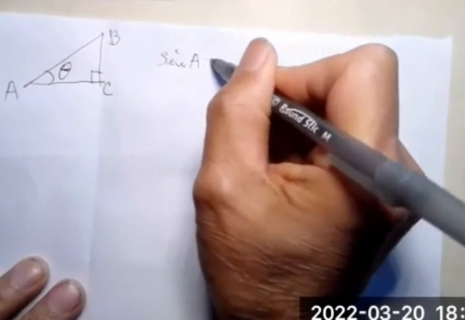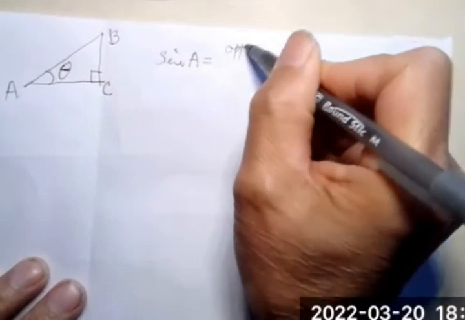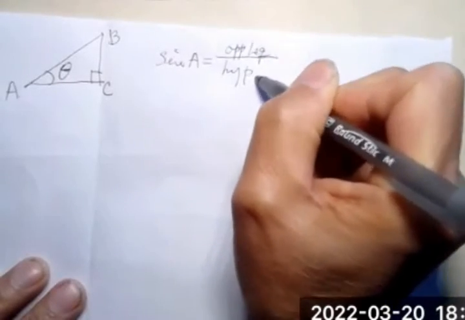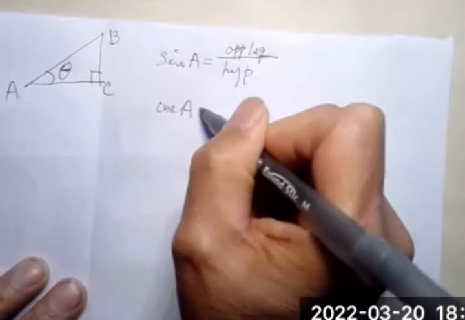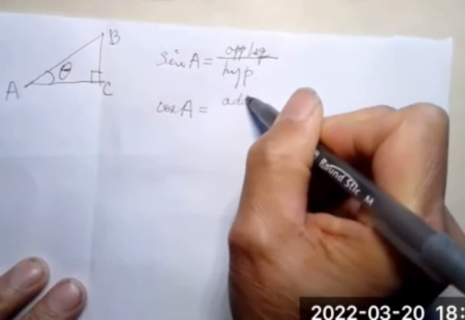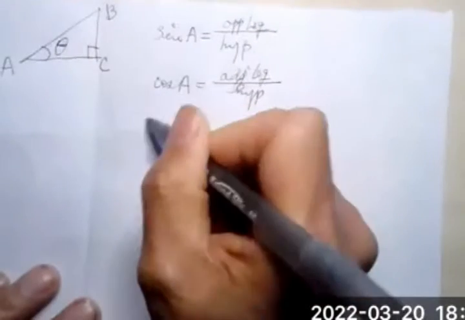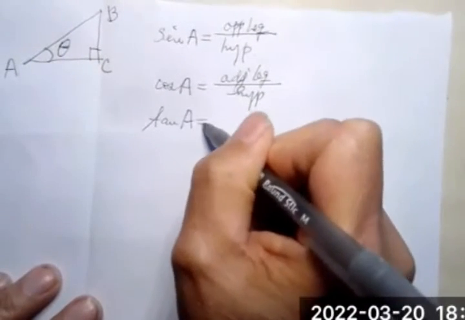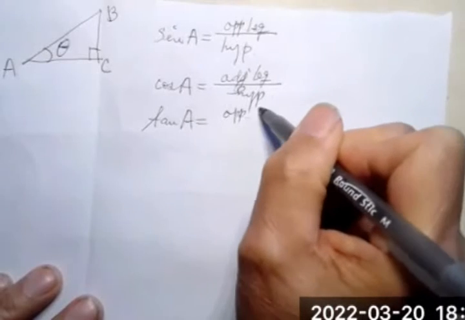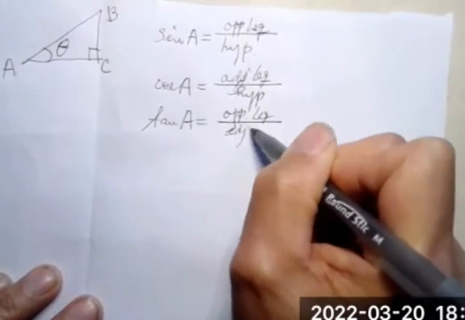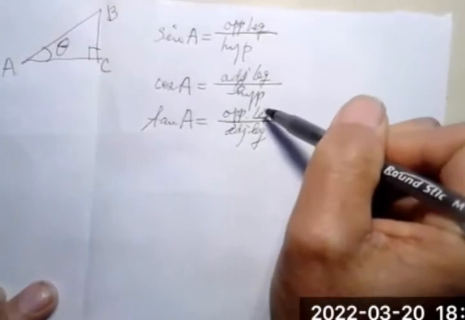Sine A equals the opposite leg over hypotenuse. Cosine A equals the adjacent leg over hypotenuse. The tangent A equals the opposite leg over the adjacent leg. Right?